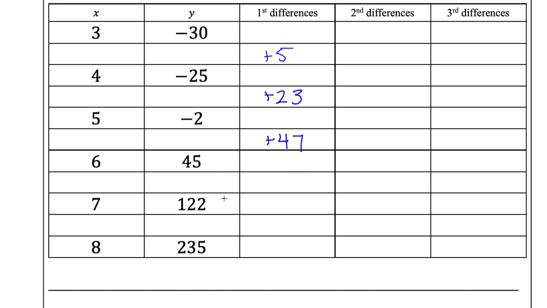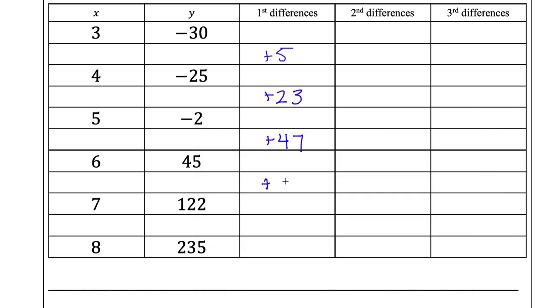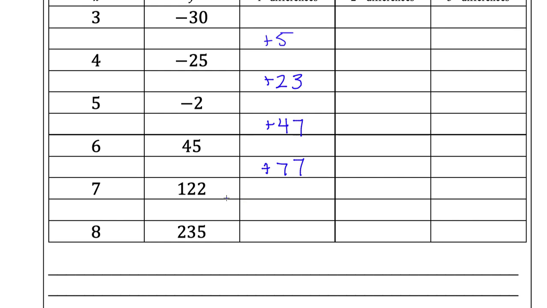To get from 45 to 122, my math is starting to get not so good. I'm guessing it's 77. Let's test it. 45 plus 77, yeah, I still got it. So I'm adding 77. You don't have to have the plus signs here, you could just say 77. And to get from 122 to 235, that is going to be 113. I'm adding 113. Okay? Now you do the same thing again.